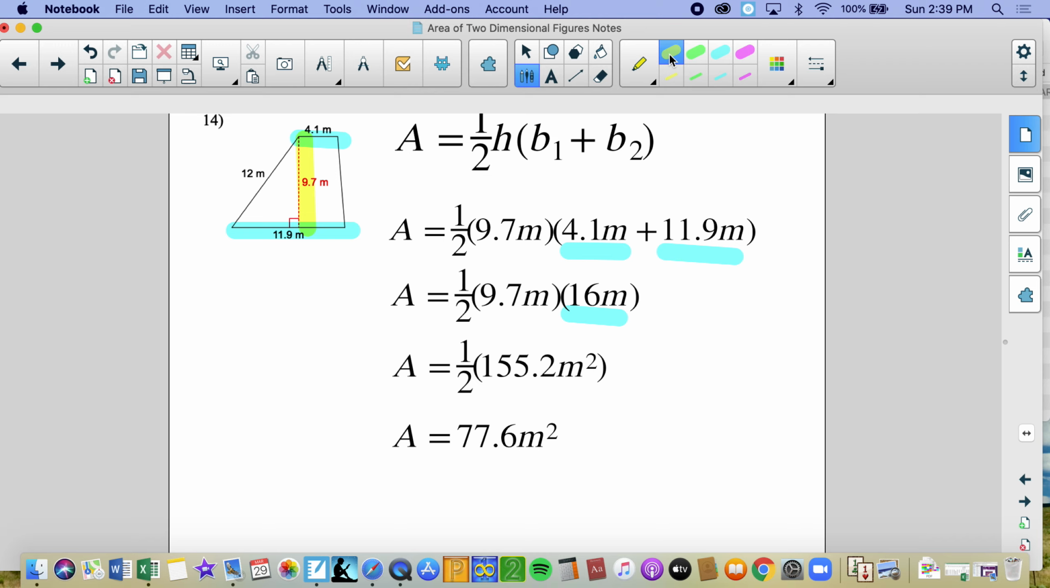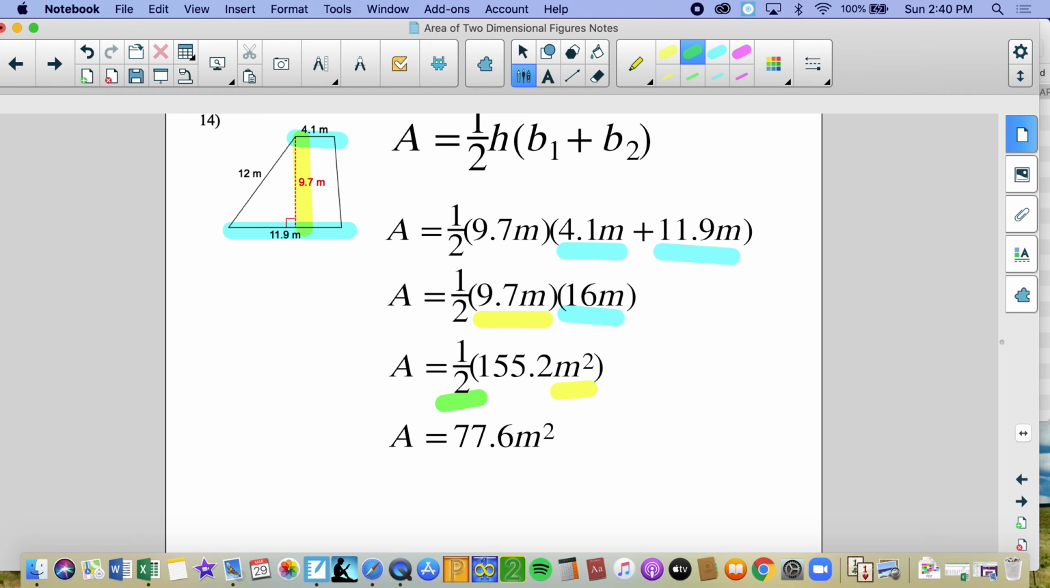And then I'm going to multiply it by my height. Now we're multiplying meters times meters, which gives us meters squared. 9.7 times 16 gives me 155.2. And then we're going to take half of that value, and our answer is 77.6 meters squared. Always remember to have units. If you do not include your units in your final answer, you will be marked off.